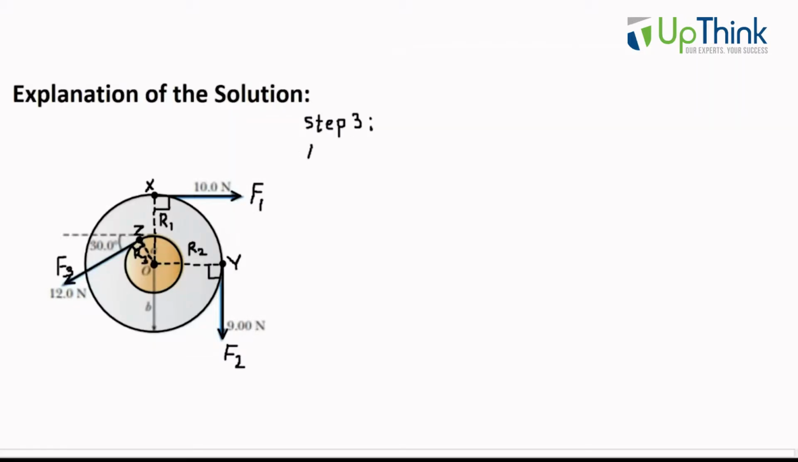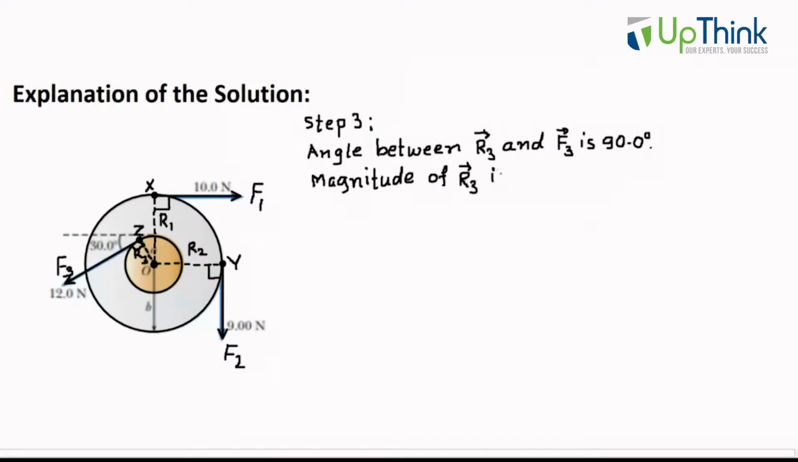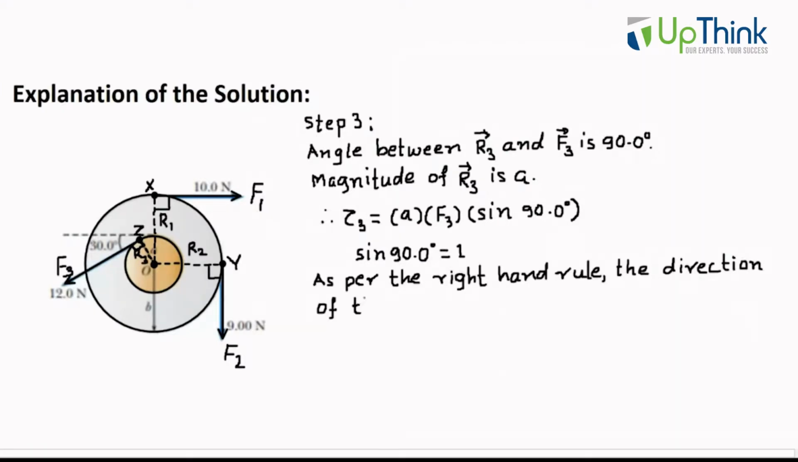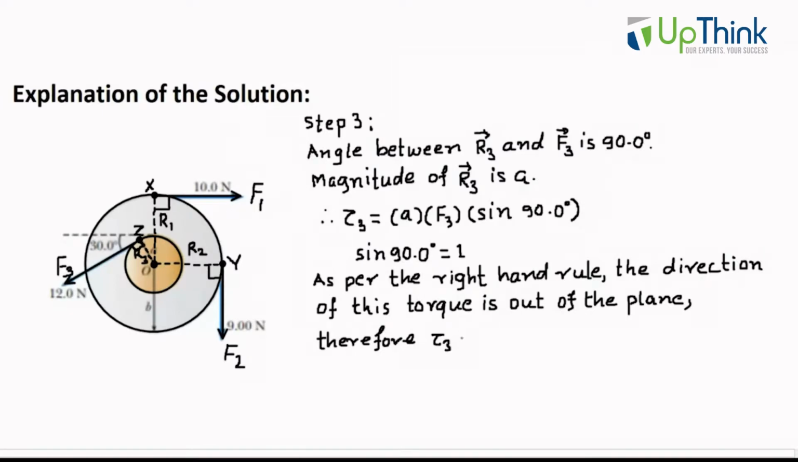Step 3. The angle between vector r3 and vector F3 is 90 degrees. The magnitude of vector r3 is A. Therefore, tau 3 is equal to A into F3 into sine 90. Sine 90 is 1. The direction of this torque is out of the plane, and therefore torque 3 is positive. Therefore, tau 3 is equal to A into F3.